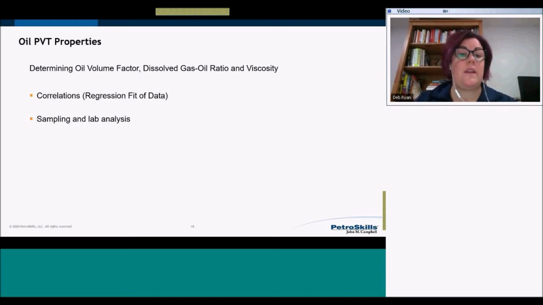So, because of the importance then of our oil formation volume factor, the Bo, that initial dissolved GOR, or our solution gas oil ratio, and the viscosity, as I mentioned, there's two ways that we can calculate these for our fluids to understand that characterization. The first is from correlations, or we can actually collect samples and do some lab work.